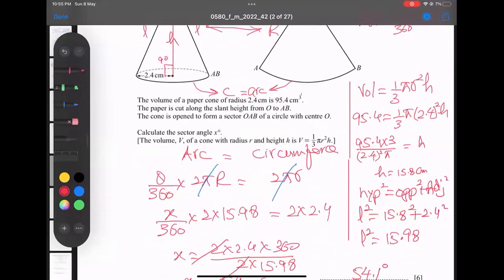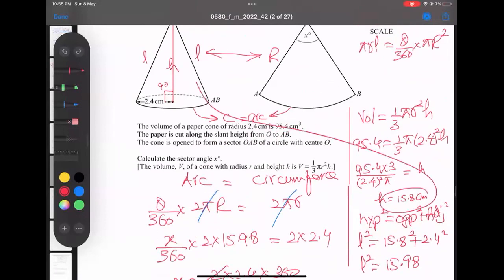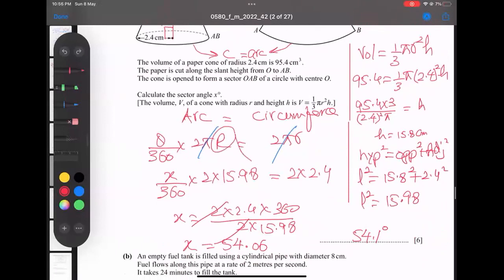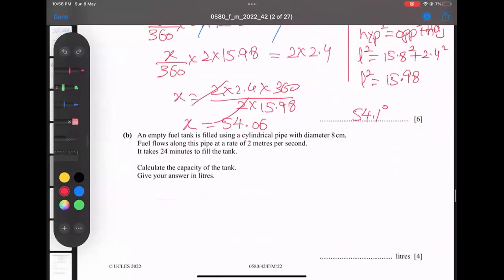First, I used the volume and got the height. After getting the height, I had the radius and the height, so I got the slant height. The slant height and radius are equal to each other, so I kept it in place of the slant height and radius, and that's it. The question is very clear. Now the B part.